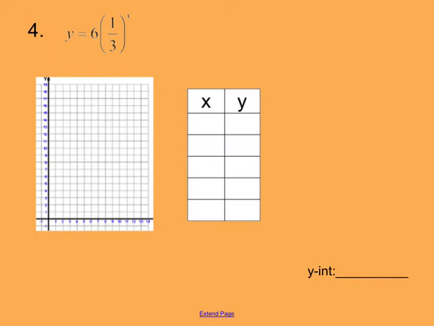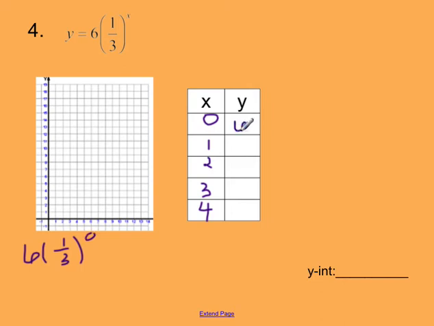Sorry, I said x-intercept. So let's take a look at this one, 6 times 1/3 to the x power. Okay, so let's put in our values, 0, 1, 2, 3, and 4. And now we're going to go ahead and calculate this out. So I have 6 times 1/3 to the 0 power. Again, 1/3 to the 0 power is 1, so that's going to be 6.